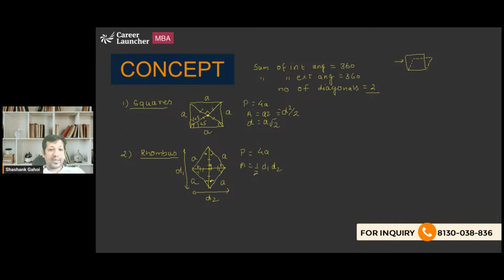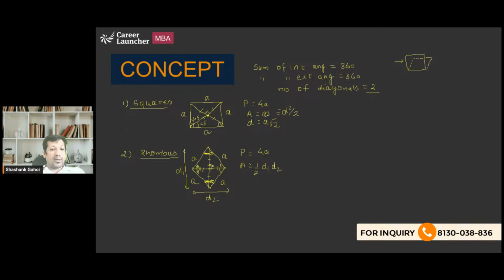The next property is that opposite angles are equal, which means this whole angle must be equal to this whole angle. So let's say this is 60, this should also be 60. So opposite angles are equal and adjacent angles are supplementary.